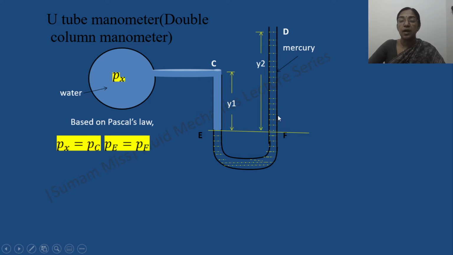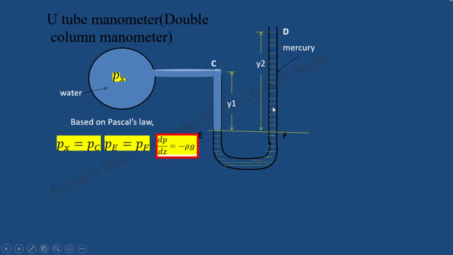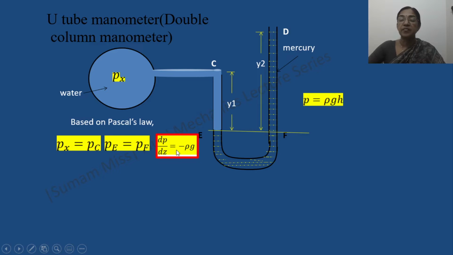Another criterion is the hydrostatic law. That means dP by dz equal to minus rho g. This indicates that when we go down, that means elevation decreases, the pressure increases, whereas when we go up, elevation increases, the pressure decreases. If we integrate this equation, we can write P equal to rho gh, or pressure head equal to P by rho g. This is in terms of water column. It can also be represented in terms of a liquid of other specific gravity as H equal to P divided by S into rho g, where S is the specific gravity of the liquid we are using. Here it is water, so the value of S equal to 1.